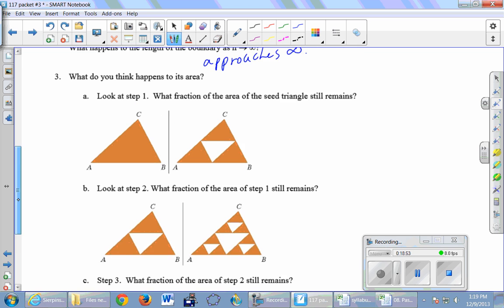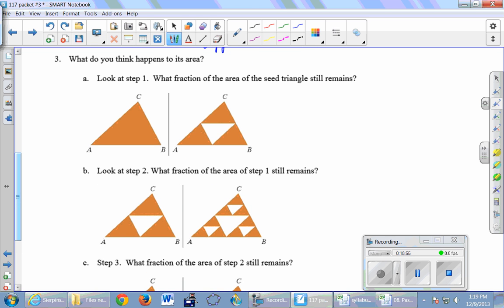Okay, here we go. Part A. Let's go back to Casey for A. So you have the seed, and then you're taking out that middle part. What fraction of the original triangle did you take out? Is it a half? Is it a quarter? It's a quarter. It's 25% that we took out.